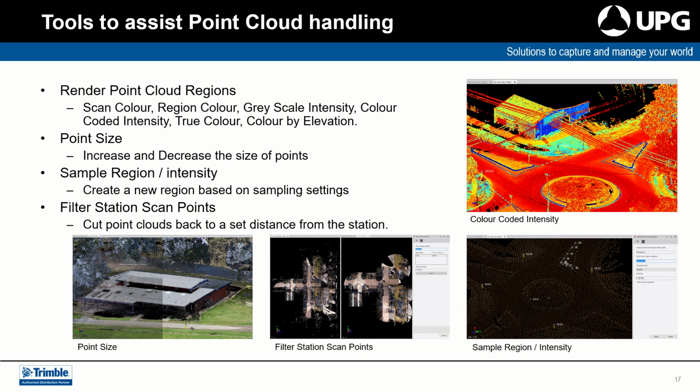Another thing that sample by region can be used for is, rather than sampling by a certain distance, a maximum number of points to be sampled can be used. And in this case, you can select data and shift it to a new region, and it will create a copy of that region based on the number of points you have selected. As mentioned before, there's also the filter station scan points, which will cut the data back to a certain radius from the station, which can be used to meet particular requirements for scan data.